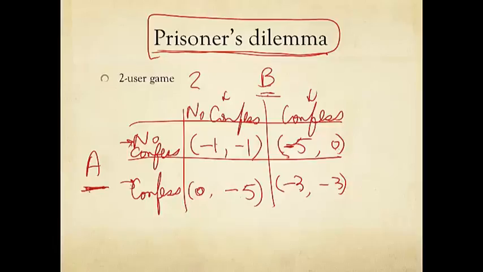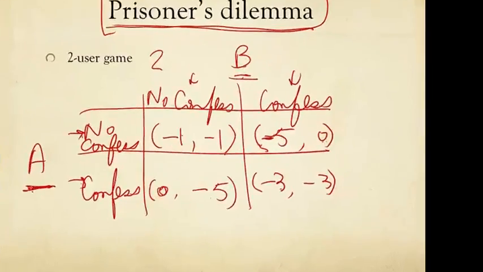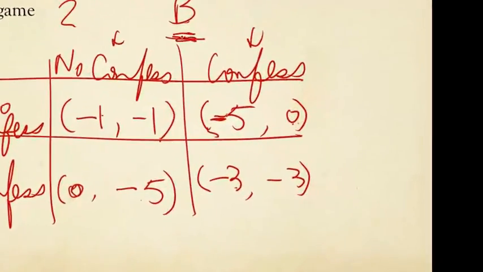Imagine you are suspect A, and you say, I don't know what B will do. But suppose she chooses not to confess, then what should I do? Well, if I don't confess, I get -1. If I confess, I get 0. So I should pick confess. We call this the best response strategy by player A in response to player B's picking no confession.